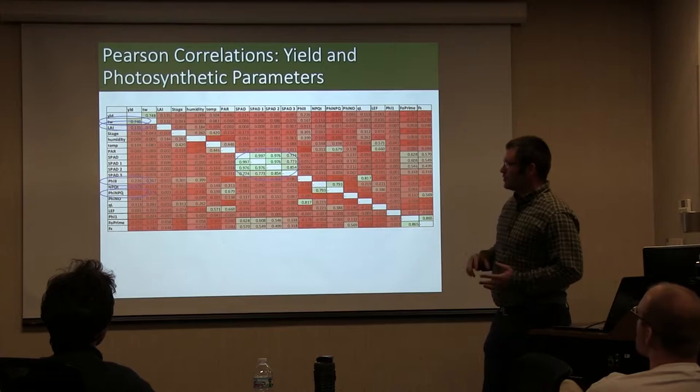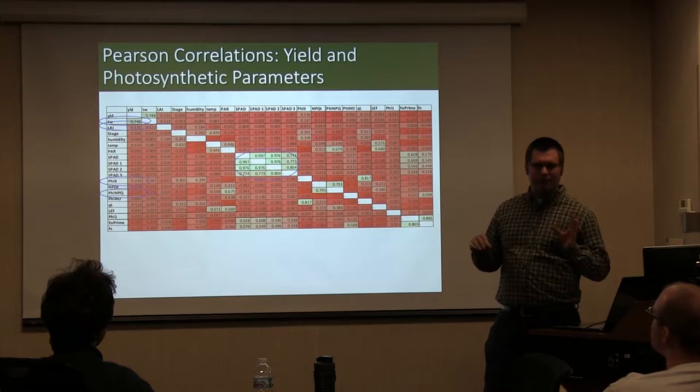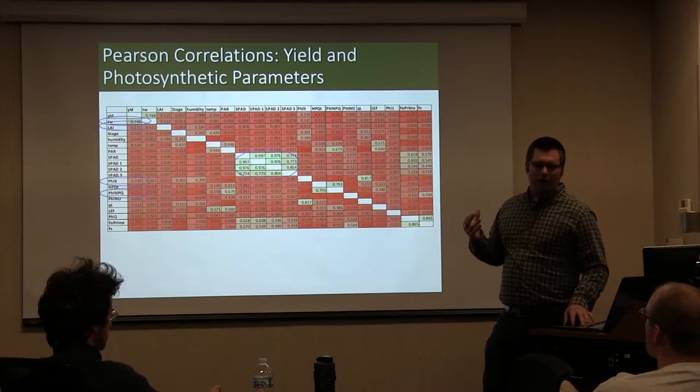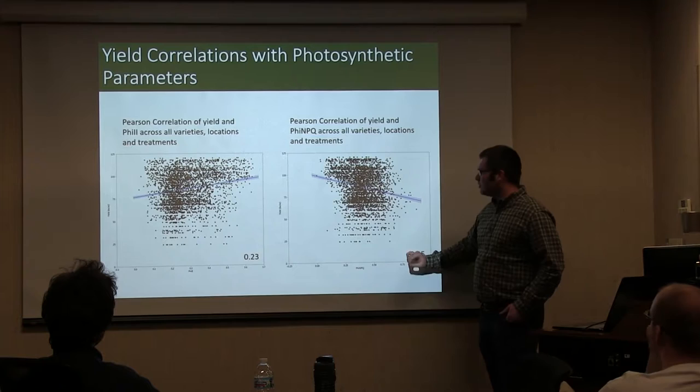So this is uncorrected data. This is raw off the device. We've simply eliminated a few bad data points that I already discussed and just ran the Pearson's correlation. So what does that correlation actually look like when we plot it out? Pearson correlation of Phi2 compared to yield, you can see there's a positive relationship, and Phi NPQ to yield has a negative relationship.